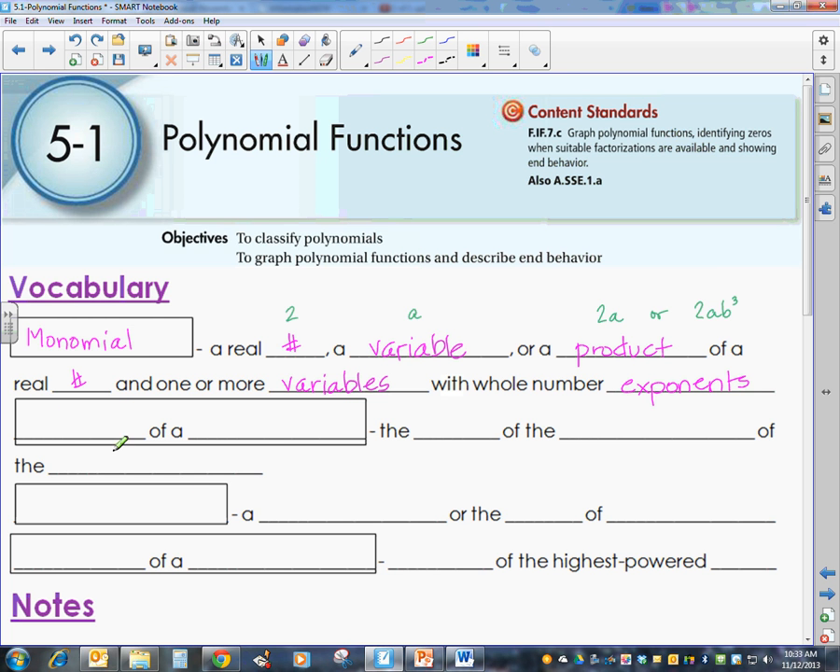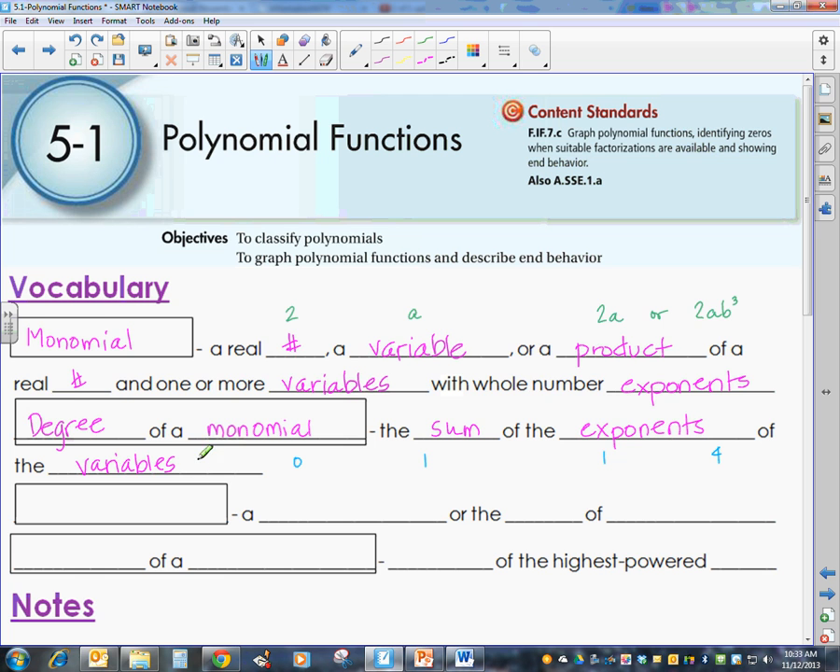Okay, the next term you need to be familiar with, make sure you know, is the degree of a monomial. And the degree of a monomial is the sum of the exponents of the variables. Okay, so let's go through and talk about the degree of each of these. The degree of this one, it has no variables, which means that the exponent on the variable is 0. So that one has a degree of 0. This one has a degree of 1. This one has a degree of 1 because the variable is just an exponent of 1. And in this case, I would add the 1 and the 3 together and have a degree of 4.